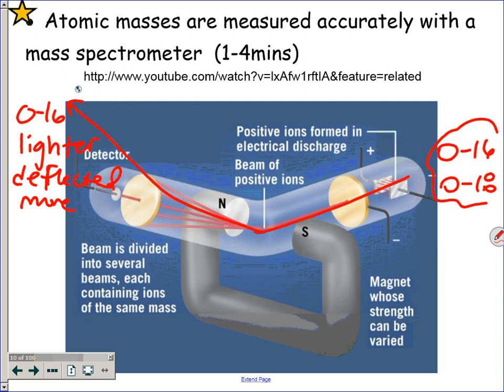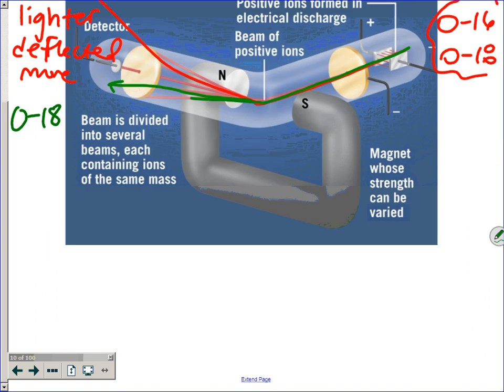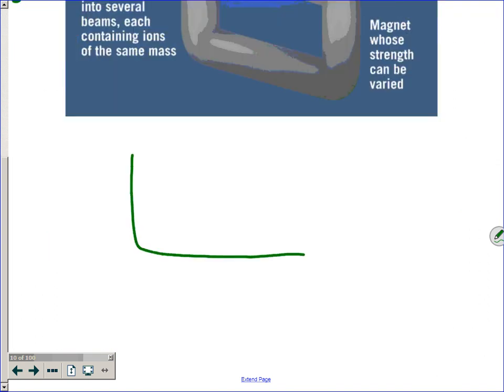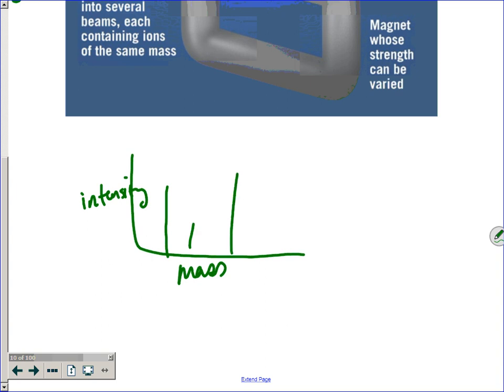And then the heavier one, 18, is going to go through the magnetic field, and it's heavy, so it's not deflected quite as much, so it's going to hit the detector down here. It's going to count how many times it's being detected, and it's going to come out with a graph. The graphs that we've been exposed to, on our midterm even, were these intensity versus mass graphs. Remember those? Now, of course, I drew a bunch of lines, but how many would this one create? 2, right? Because there are only 2 isotopes. One that weighs 16 and one that weighs 18.